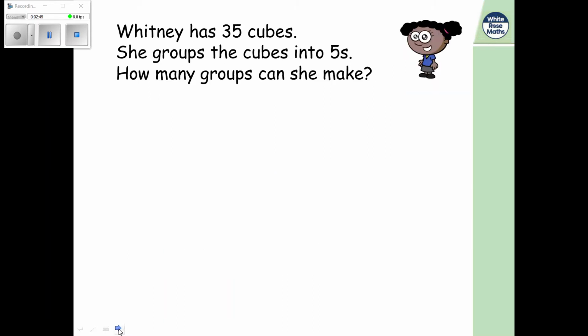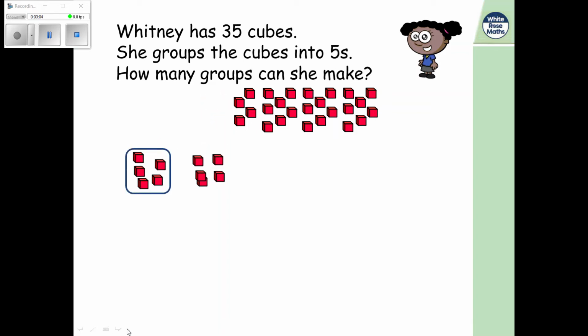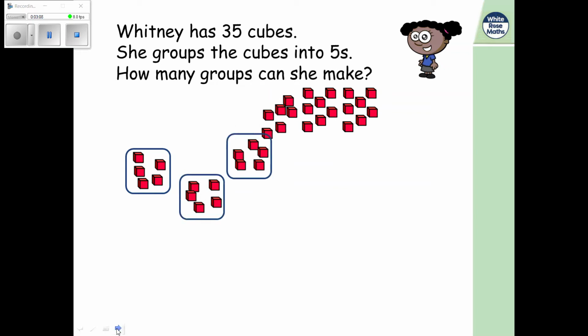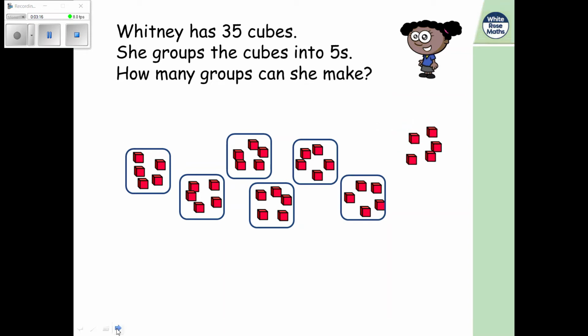Well done. Whitney has 35 cubes. She groups the cubes into 5s. How many groups can she make? So there's a group of 5, another group of 5, another group of 5, another group of 5. We're going to keep going until we have no cubes left.